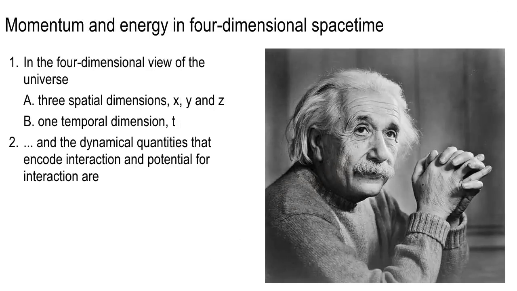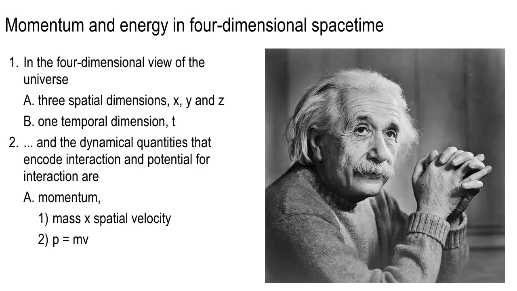Now, dynamical quantities. X, y, z, and time, those are the 4 dimensions of space-time. That's actually geometric. It's a position. But what about forces? What about momentum? How do you do that? Well, the thing that you do with momentum, it's a mass times a spatial velocity. The velocity has an x, a y, and a z component. All right? And p equals mv.